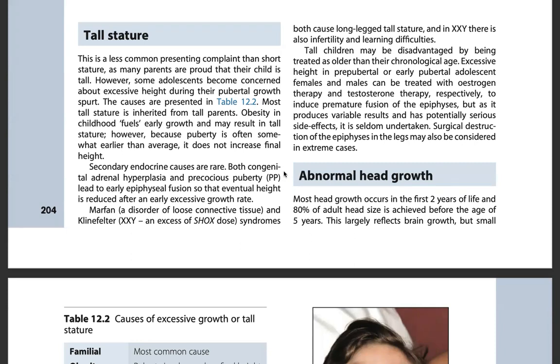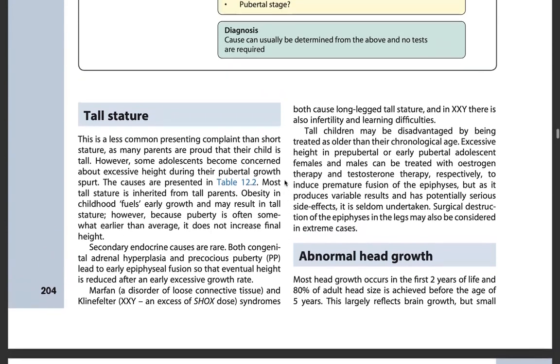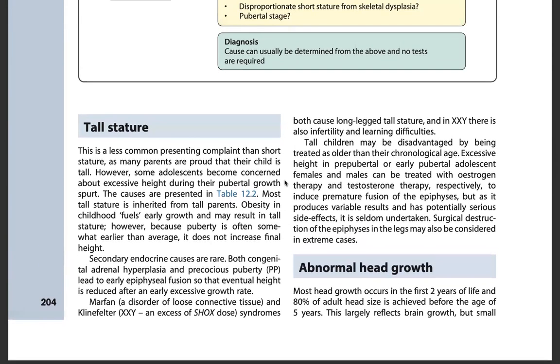Marfan syndrome, a disorder of loose connective tissue, and Klinefelter syndrome, with an extra X chromosome, and XYY syndromes both cause long-legged tall stature, and in XXY there is also infertility and learning difficulties.